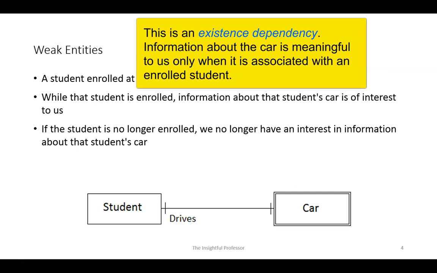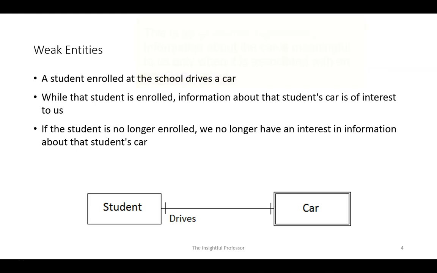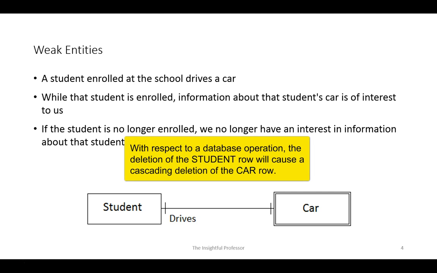Looking ahead to our relational database implementation of this part of a model, we would have these entities becoming tables. There would be a foreign key. And the idea would be that if we delete a row from the student table, there would be a cascading delete, removing the row from the car table that identifies the car for the student we just removed.